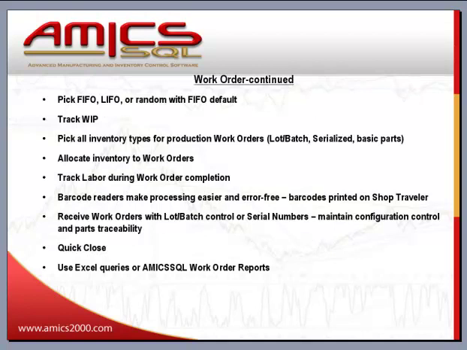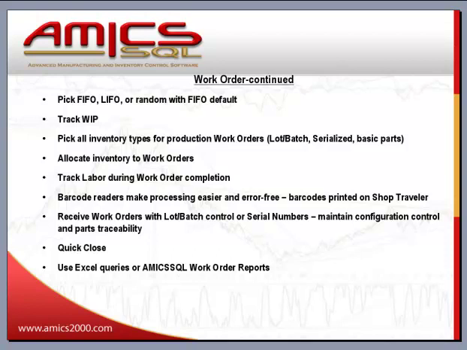In the work order, you can use any of the pick methods, FIFO, LIFO, or random, with FIFO being the default method. You can track the work in process within the system. Batch or lot, serialized and non-serialized parts can be tracked as they are picked and pulled for production work orders. You can also allocate parts for a specific work order from the work order module, or optionally create these work orders from sales order and allocate during creation.